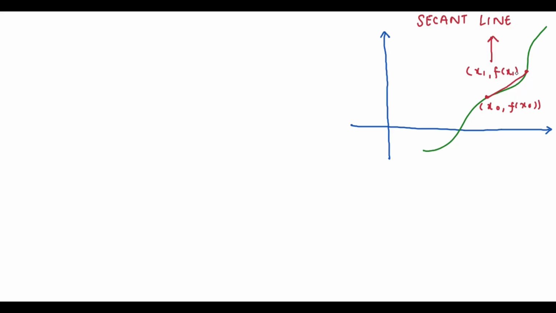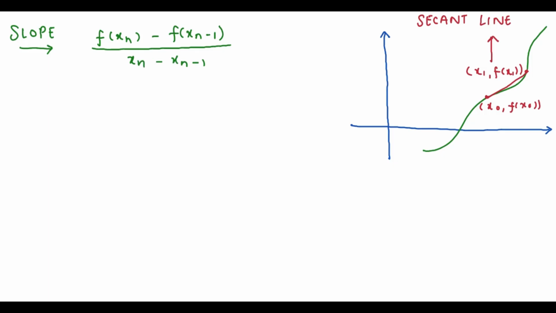So if I draw a very smooth nonlinear curve and mark two points as P_n and P_{n-1}, and now join them by a straight line, this straight line is obviously known as the secant line. Unlike the tangent, which touches the curve at only one point, a secant intersects the curve at two points, and these two points are these. The slope of the secant line can be calculated very easily. We have the slope as (f(x_n) - f(x_{n-1})) / (x_n - x_{n-1}).